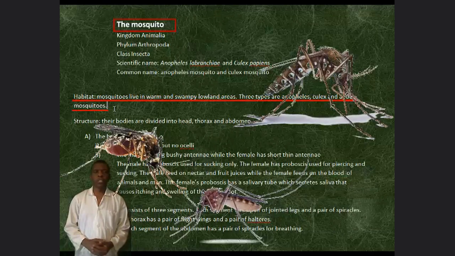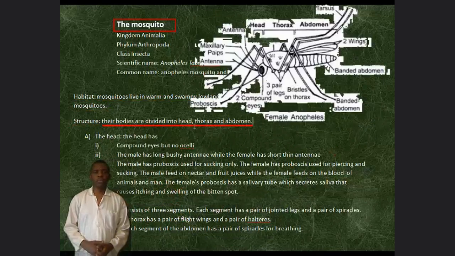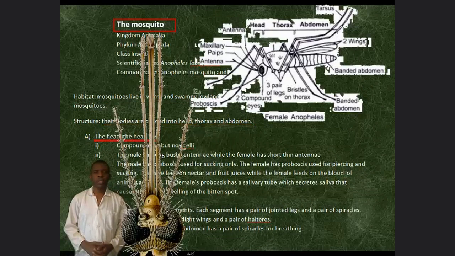Three types of mosquitoes are Anopheles mosquito, Culex mosquito, and Aedes mosquito. Structure. Their bodies are divided into head, thorax, and abdomen. A. The head. The head has compound eyes but no ocelli.